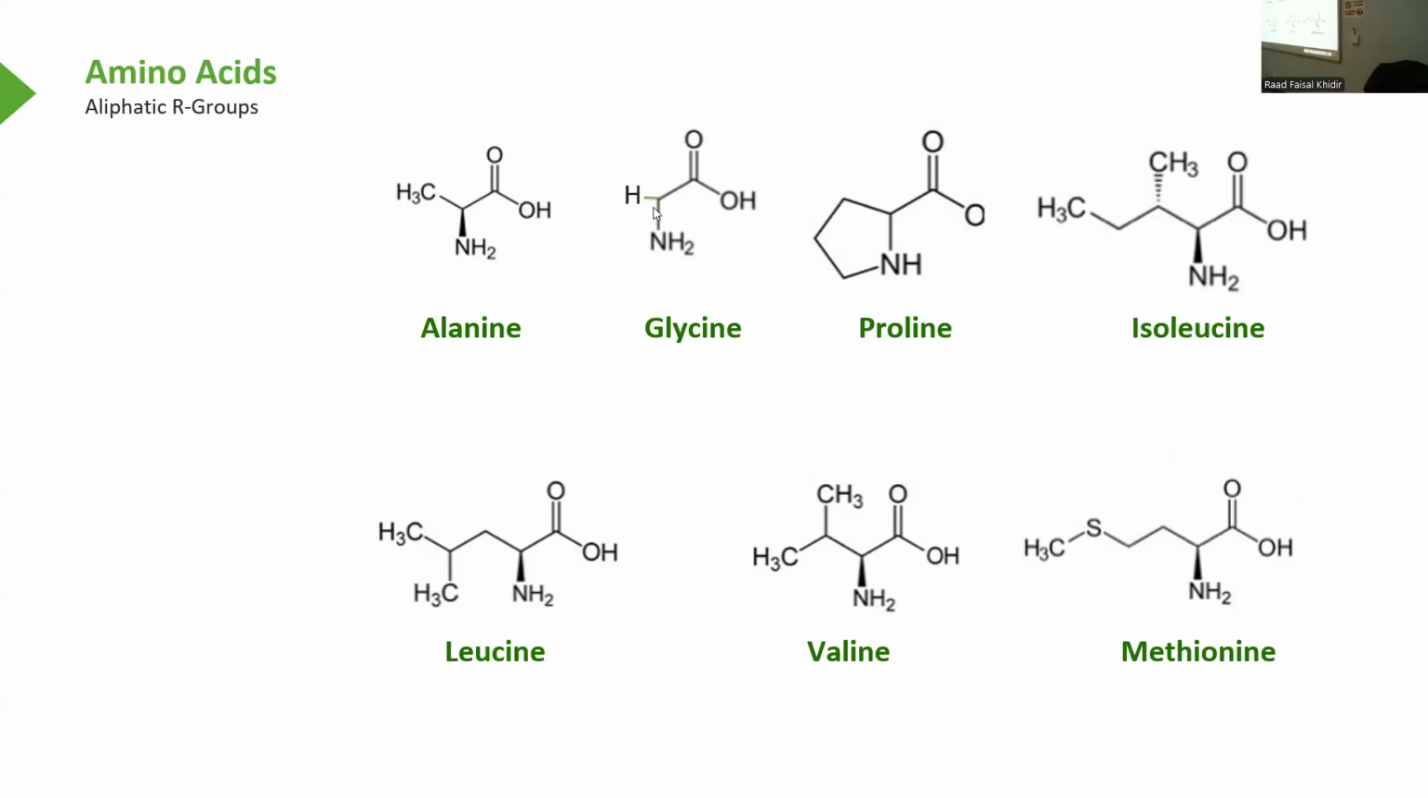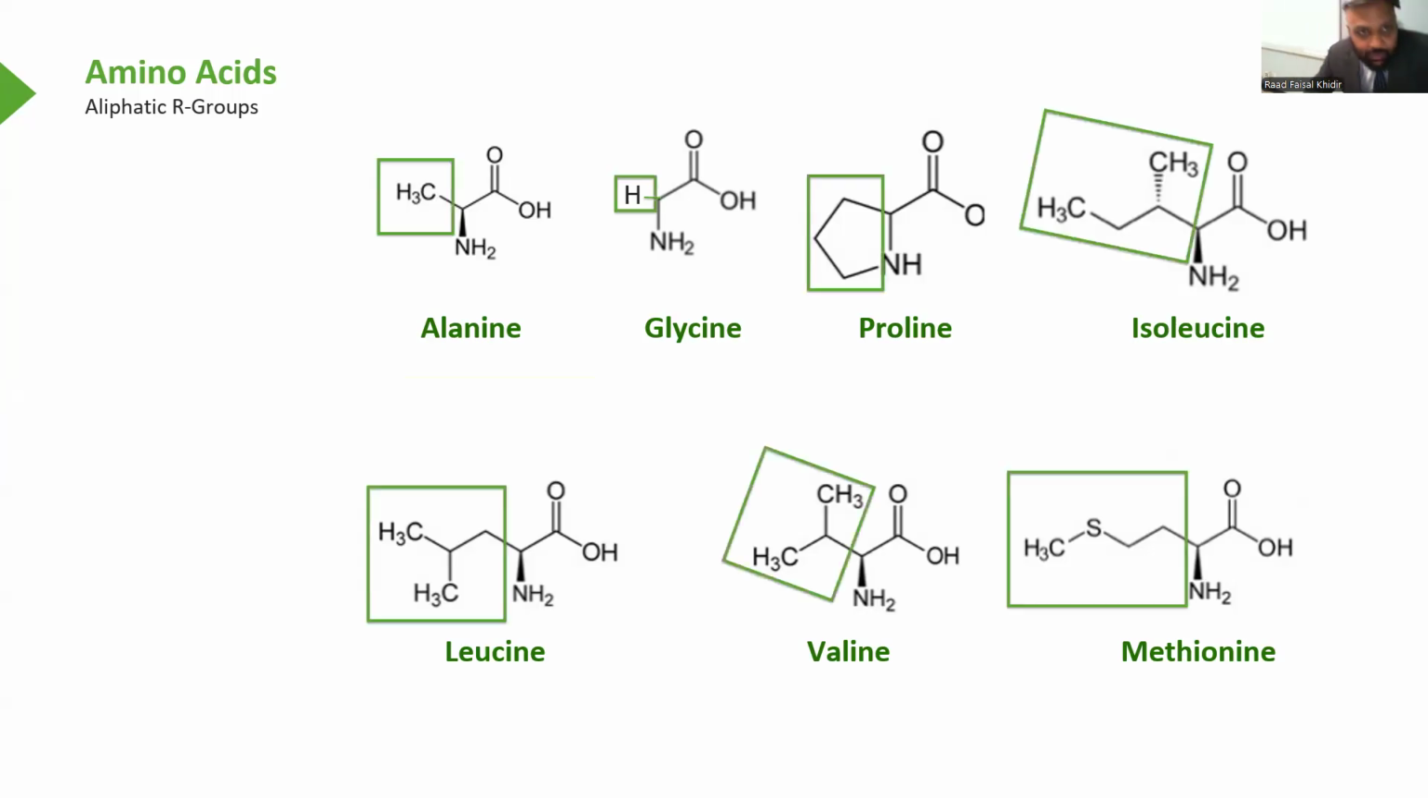Once you expose yourself to all the amino acids, you will get a touch of which one is polar, which one is non-polar. But remember, what makes an amino acid polar or non-polar or aromatic or negatively charged or positively charged? What gives it that property? The R substituent, the R group. Very good.